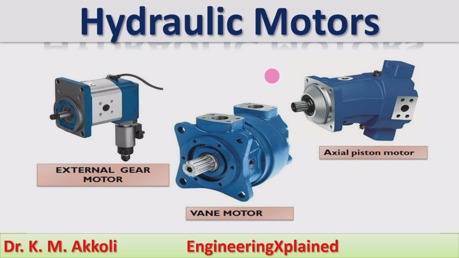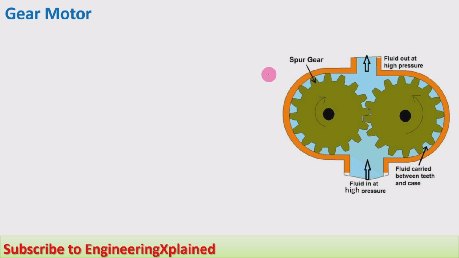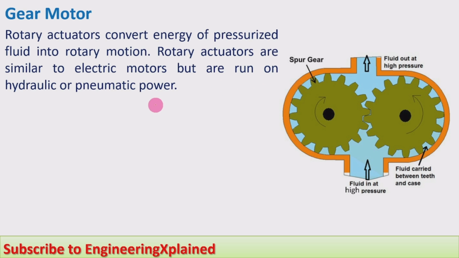And hydraulic motors are of different types. Those may be gear motors, vane motors, and piston motors. I'm going to discuss all these types of motors in detail. At the end, we'll come to know the applications of these motors in the hydraulic system also. Here, first I'll take the gear motor.